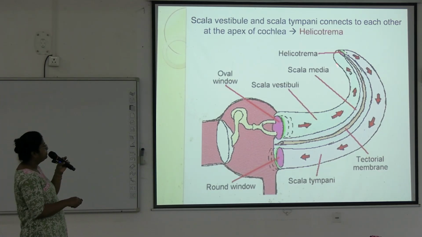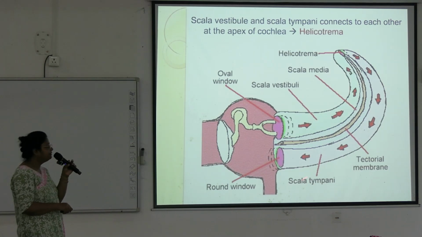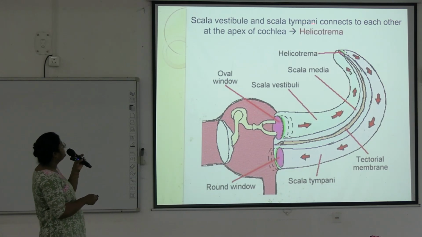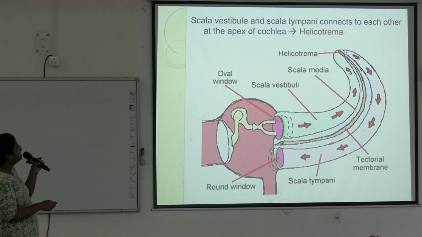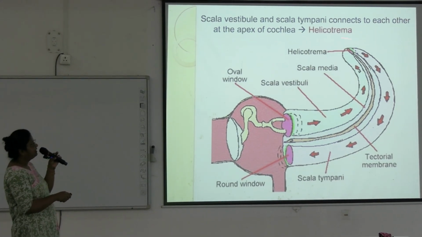And this arrow is showing the passage of the sound wave through the footplate of the stapes. It is entering into the scala vestibuli, then passing through the helicotrema, passing through the scala tympani, and then dispersed through this round window. Okay. So scala vestibuli and scala tympani connect to each other at the apex of the cochlea via the helicotrema.